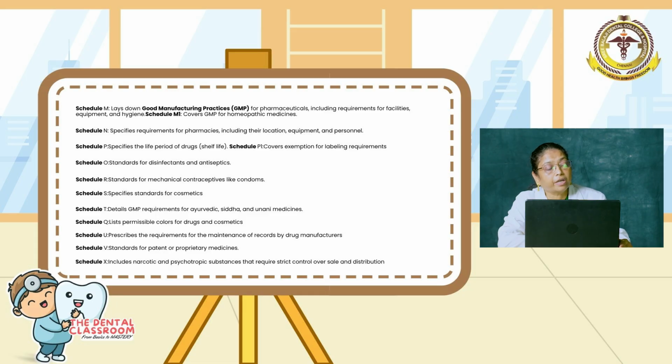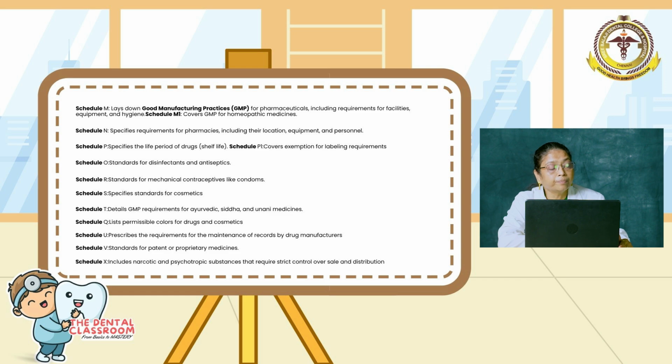Schedule M lays down good manufacturing practices, GMP, for pharmaceuticals, including the requirements for facilities, equipment and hygiene. Further, subclassification Schedule M1 covers the GMP for homeopathic medicines. Schedule N specifies requirements for pharmacies, including their location, equipment and personnel. Coming to Schedule O, it sets standards for disinfectants and antiseptics.